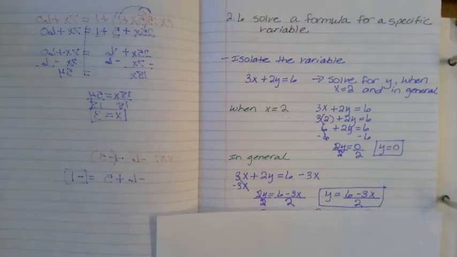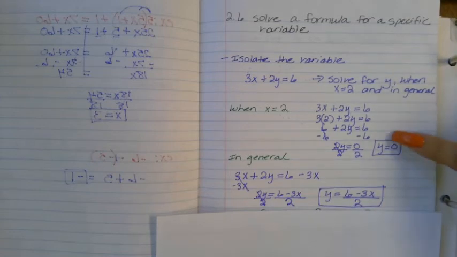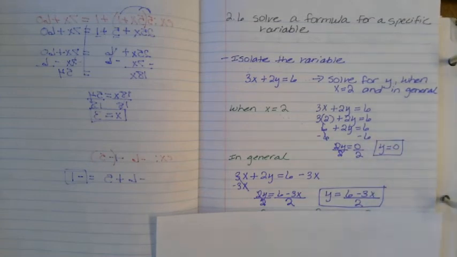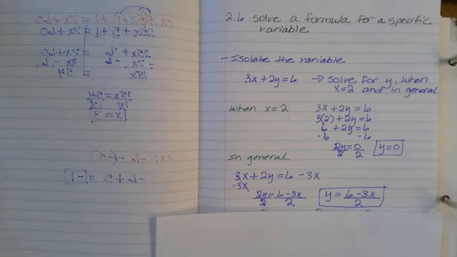You're not going to get a single answer. It's going to look like that. The only way we're ever going to get a solid number is if we're plugging something in like we did up here. So basically we did what it said, right? We solved for y. We got y equals 6 minus 3x divided by 2.